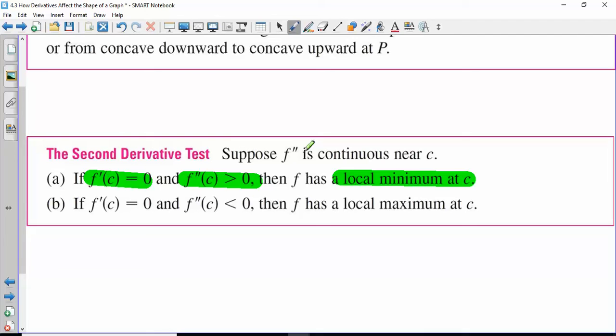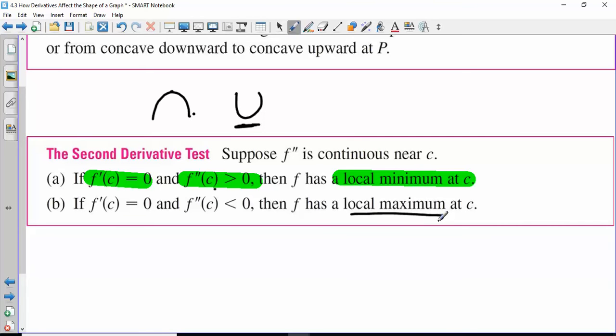Okay, let's think about what that means. If the first derivative is 0, we have either a maximum or a minimum, right? So if f prime is 0, you've got one of these. If the second derivative is positive, that means it's curving upward. So it would have to be this one right here, which means you have a minimum. If the first derivative is 0, so either a max or min, and the second is negative, that means it was curving downward, that is a local maximum.